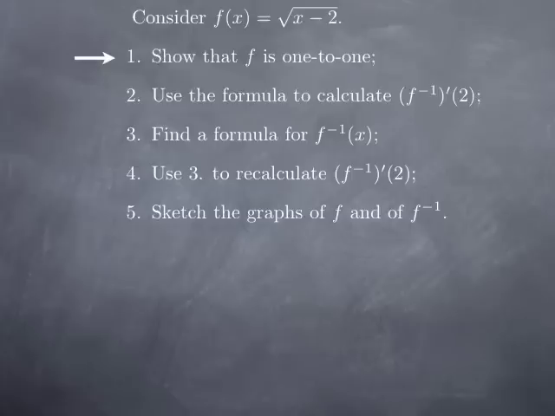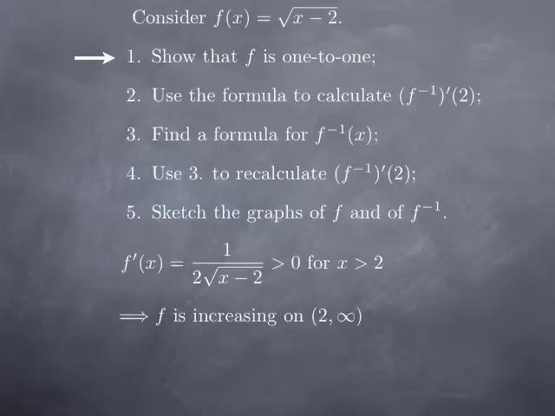The derivative of f, f is x minus 2 to the 1/2, so when we differentiate we get 1/2 times x minus 2 to the negative 1/2, in other words 1 over 2 square root of x minus 2, and that is positive as long as it's defined, that is for x strictly greater than 2. That means that f is increasing on the open interval 2 to infinity, and in particular it is 1-to-1 on its domain.